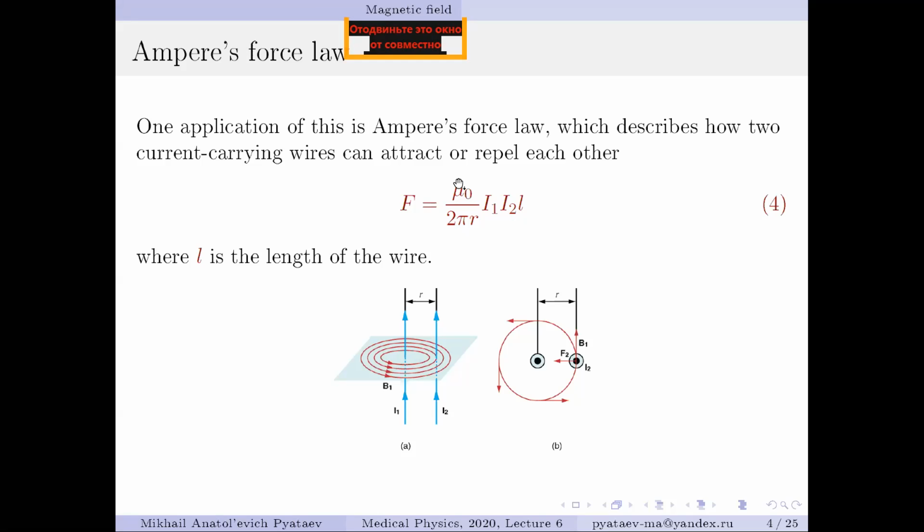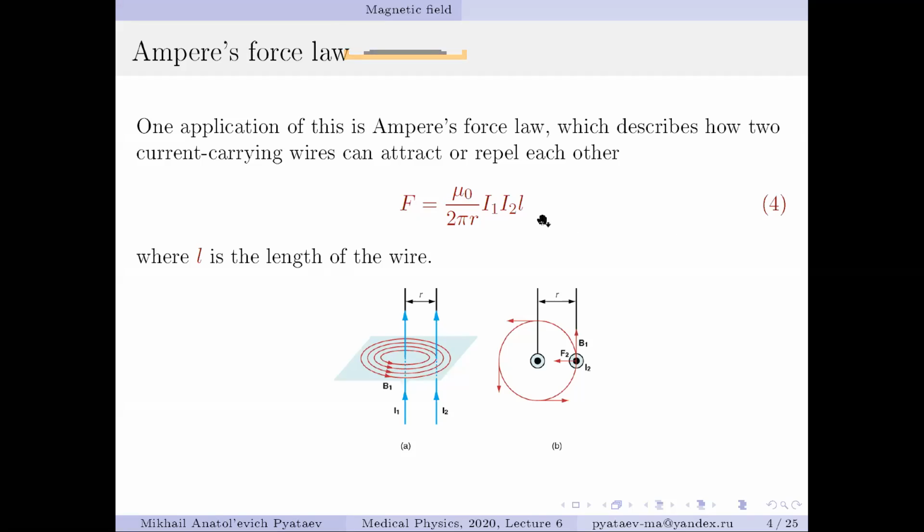And you can see the first term here, mu0 I1 divided by 2 pi r, can be considered as a magnetic field produced by current I1. Then it interacts with current I2. And the force of interaction is proportional to the length of the wire. So each small part of wire feels the force given by equation 4. And this equation is known as Ampere's force law.